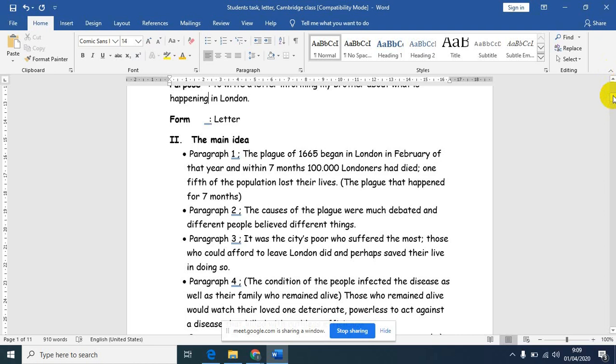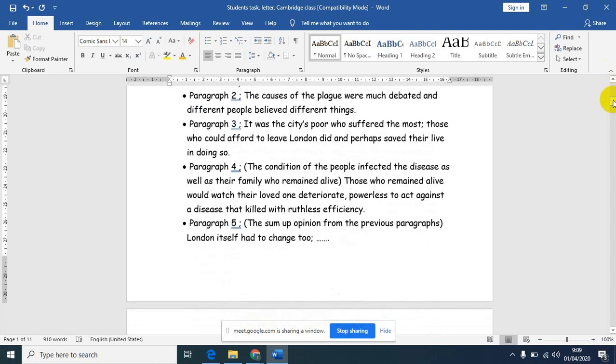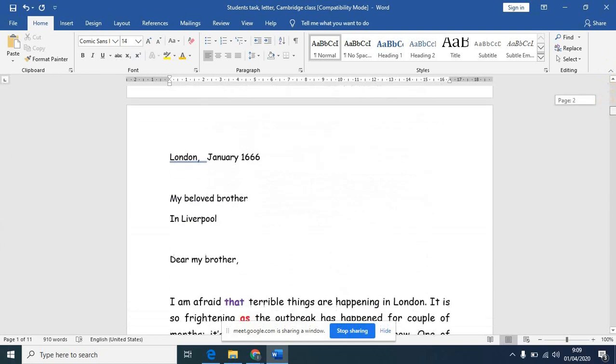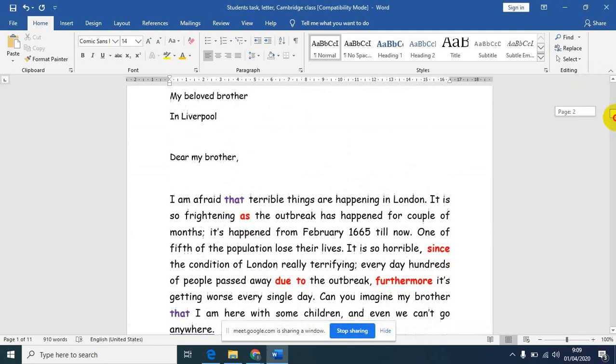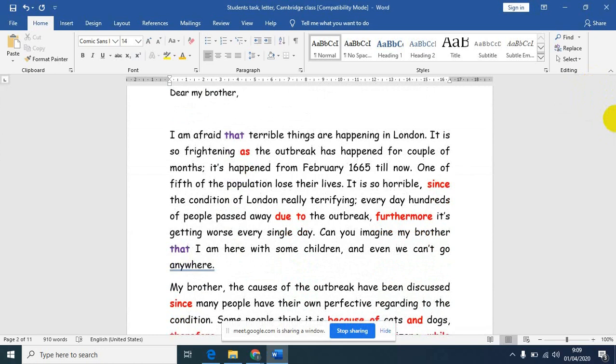After you write the main idea, paragraph 1, paragraph 2, paragraph 3, till the last paragraph. For example, pretending that it is January 1666, to my beloved brother in Liverpool, or you may write Manchester or wherever outside of London. Dear my brother, I'm afraid that terrible things are happening in London.